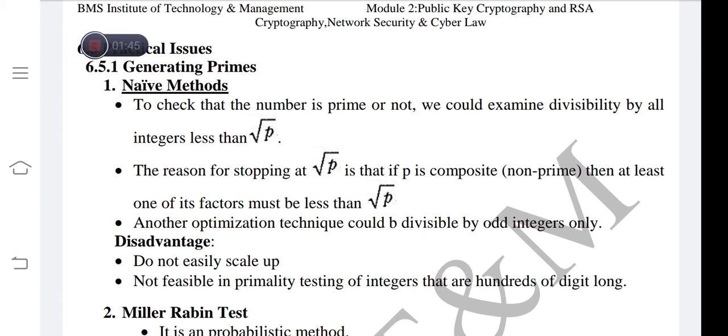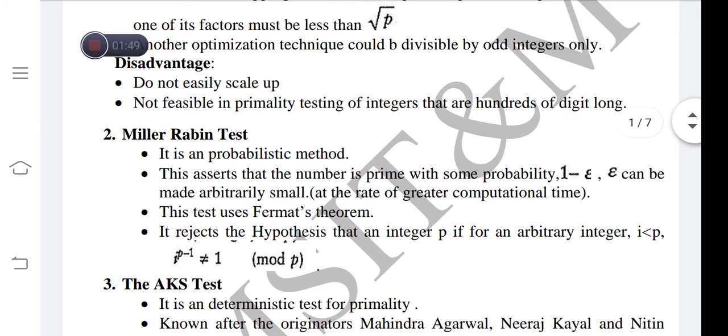Okay, so we have two other methods. Let us see. The next method is the Miller-Rabin test, and again it is a probabilistic method, and it asserts that the number is prime with some probability 1 minus epsilon, where epsilon can be made an arbitrarily small value.